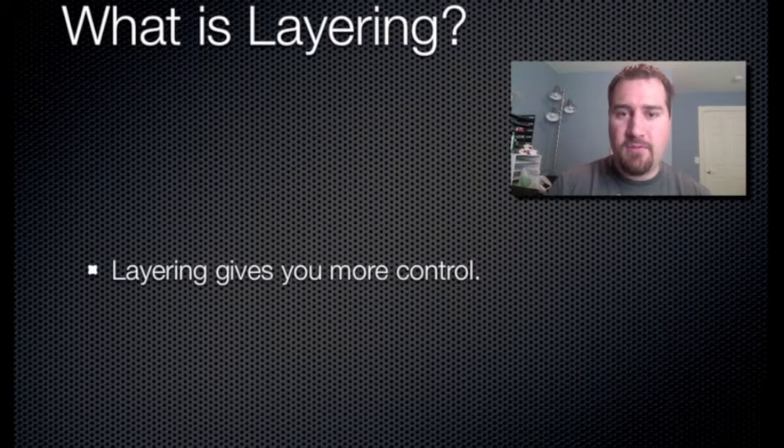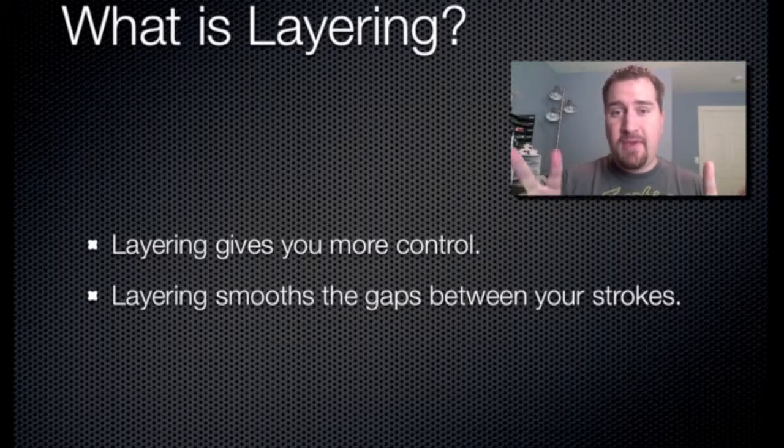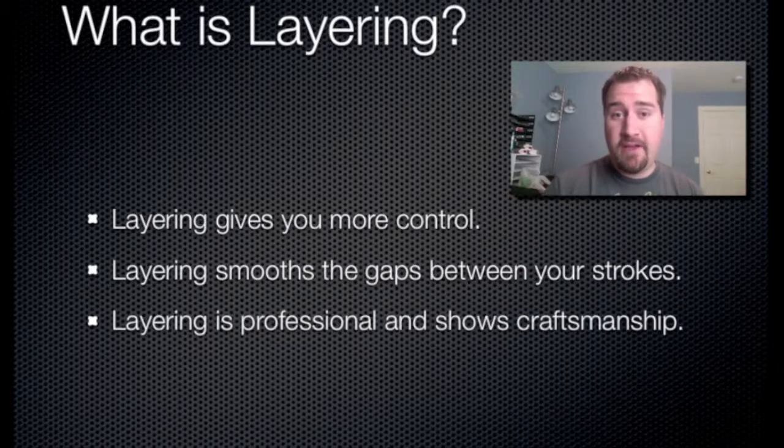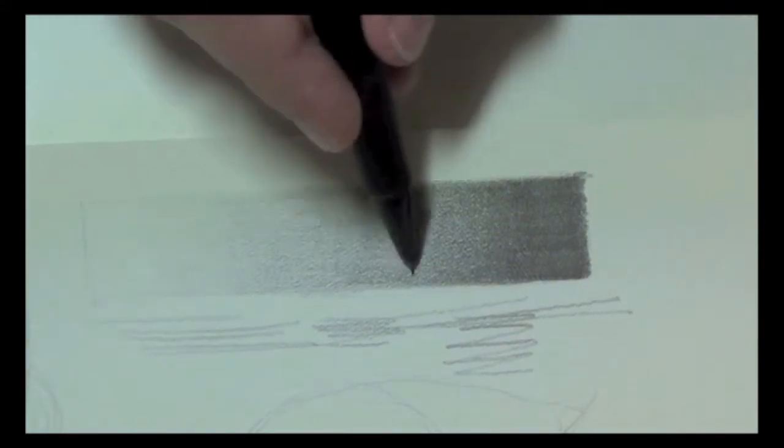Well, layering gives you more control. It also smooths the gaps in between your pencil strokes, so that when I go to look at your values, I won't see several individual little strokes of the pencil. I will see a smooth, uniform mass of texture, almost as if you have painted it on there with a brush. Layering is also very professional, and it shows strong craftsmanship in your work, and it's also how I grade your work. A layered value looks different from a value that is not layered.